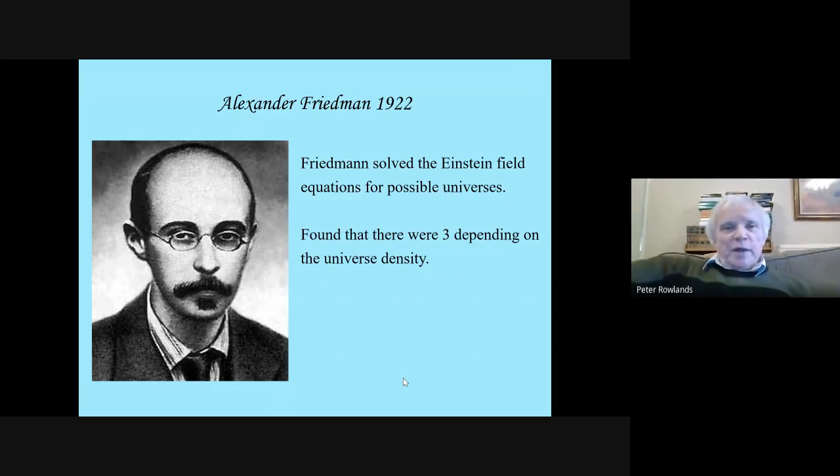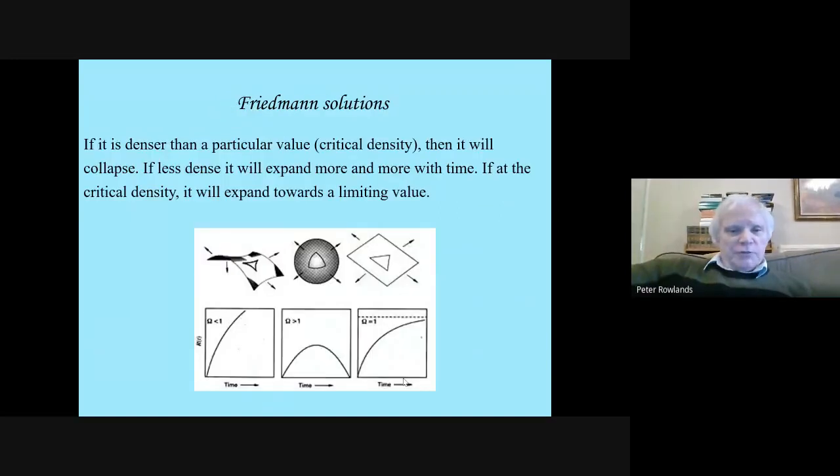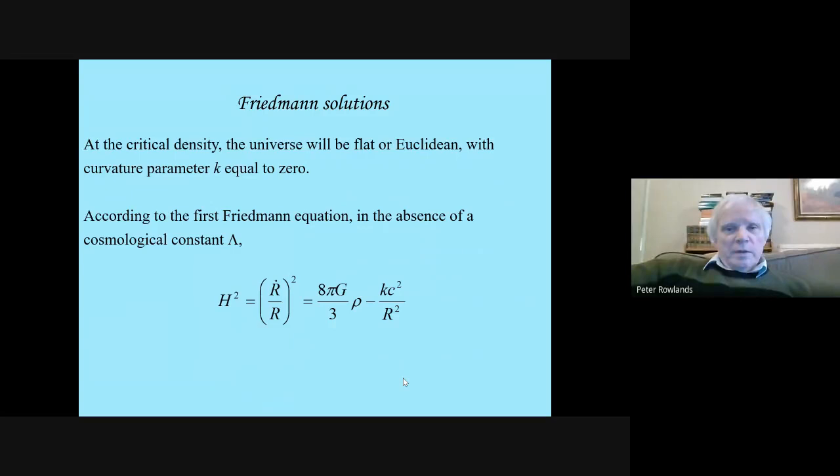Einstein's equations were solved by Alexander Friedmann for the case of possible universes. And he found there were three, depending on the universe density. Those are the graphs down below. If you've got a density less than the critical density, it'll expand forever. That's the first graph. If you've got the critical density, and we'll explain what the critical density is in a moment, it'll expand towards a limiting value, and that's the graph on the right. And if it's more dense than the critical density, it's the middle graph, and it will collapse in on itself. The critical density is the one where the universe is exactly flat or Euclidean with no curvature. The curvature parameter in Einstein's equations equals 0.